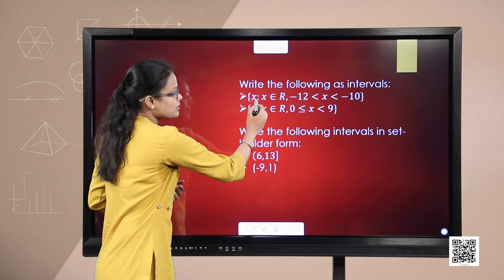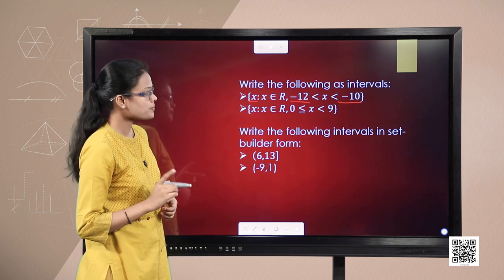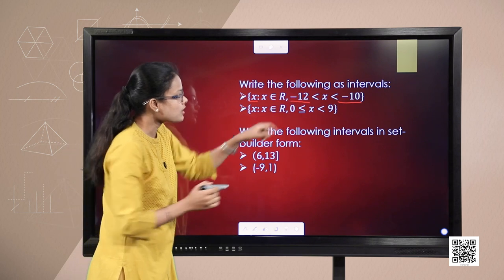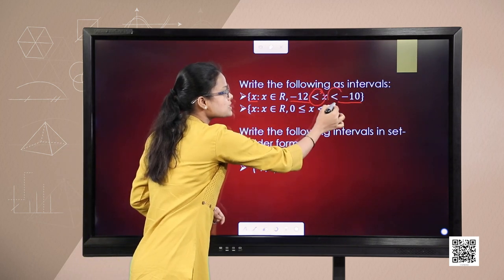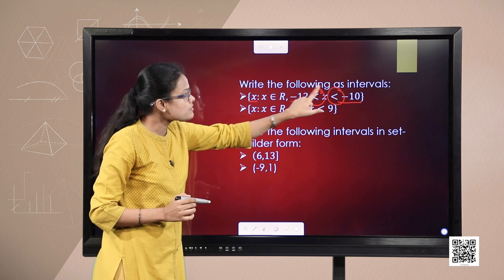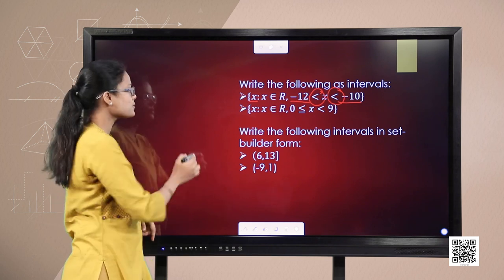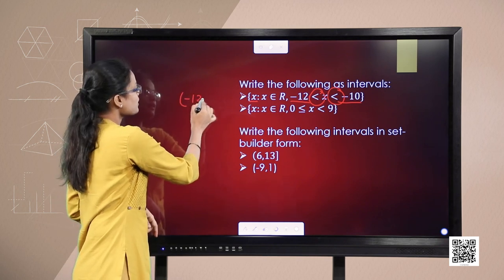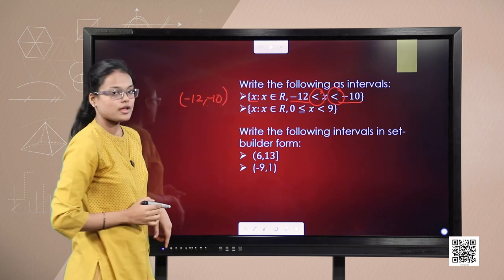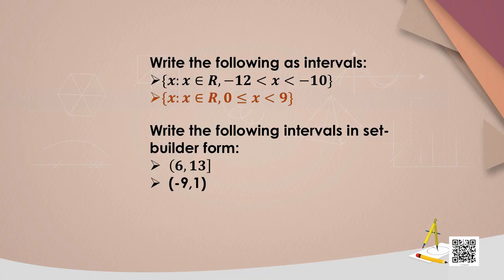This is the set of all those real numbers which are lying between minus 12 and minus 10. Students, what we have to observe? We have to observe the inequalities. You may see that the strict inequalities are there. So this implies that minus 12 and minus 10 are not included in the interval. So it is an open interval, and we can write it as minus 12 and minus 10. What kind of brackets we have to use? The curved brackets.